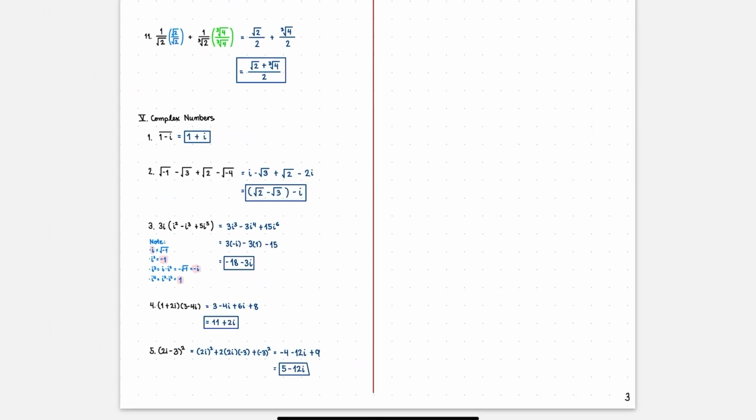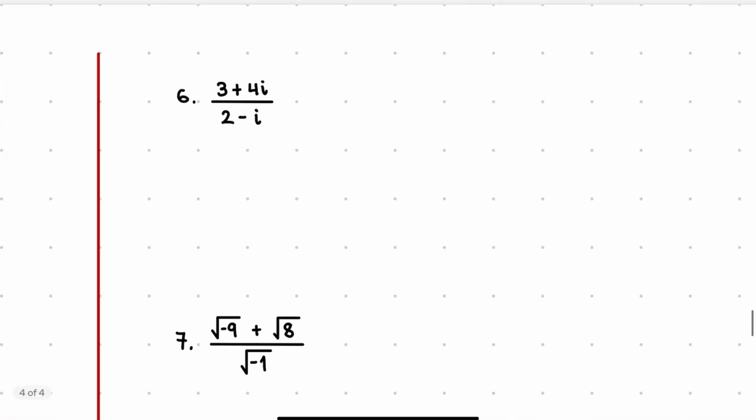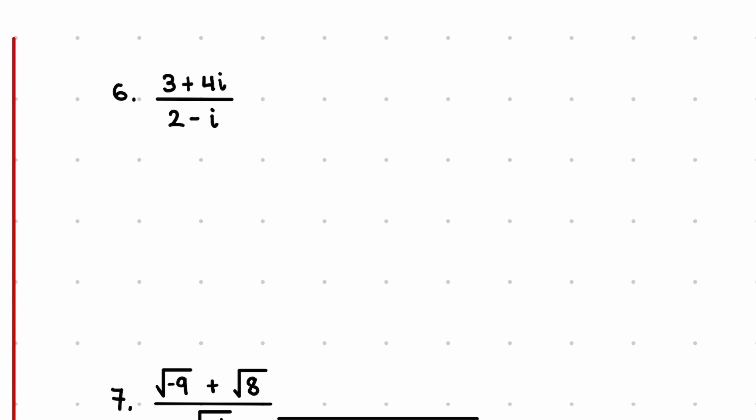Okay, so that's for the first 5 items. Let's go to the sixth one. So we have here 3 plus 4i all over 2 minus i. Again, just to recall, the goal is to be able to write the given expression in terms of real plus imaginary, or segregate them.